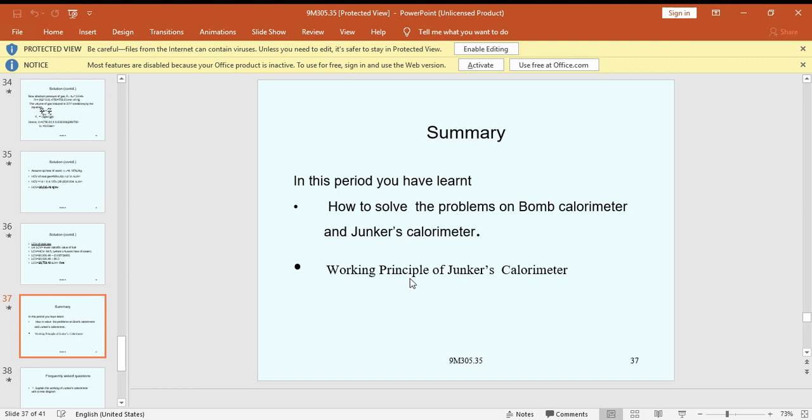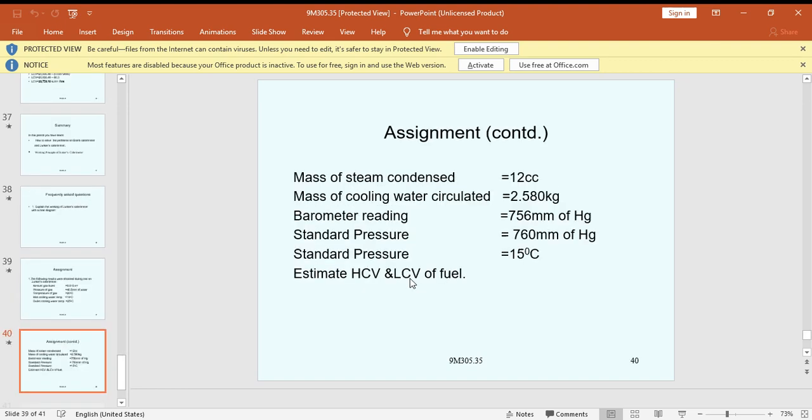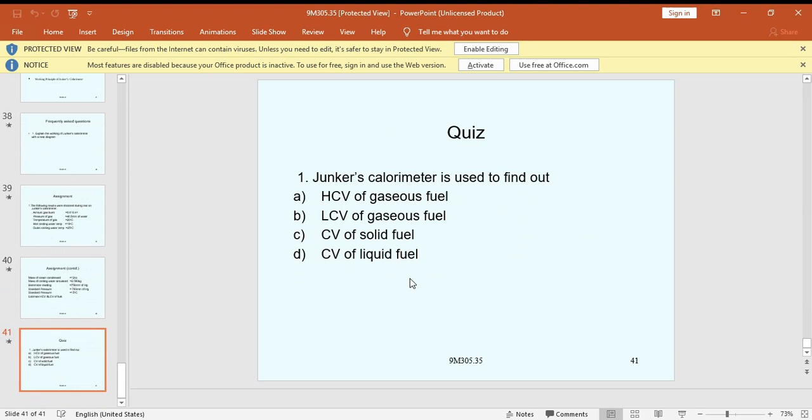In this way, we have learned how to solve problems on the bomb calorimeter and the Junker gas calorimeter. Explain the working principle of the Junker gas calorimeter; we do the sum. The Junker gas calorimeter is used to find out the HCV of gas fuel, and the LCV of gas fuel, whereas the bomb calorimeter gives the HCV of solid fuel. Is it clear?